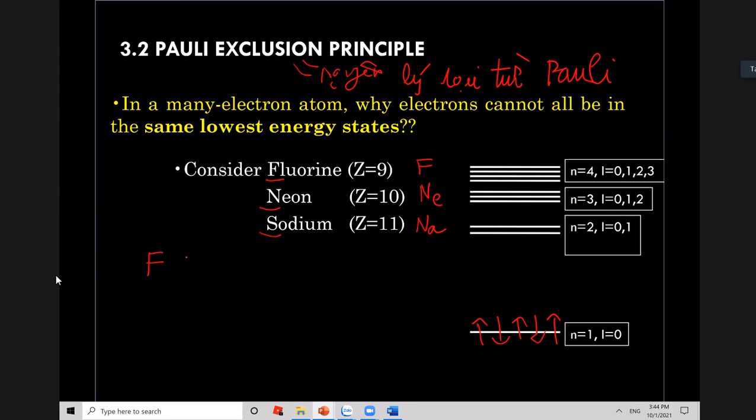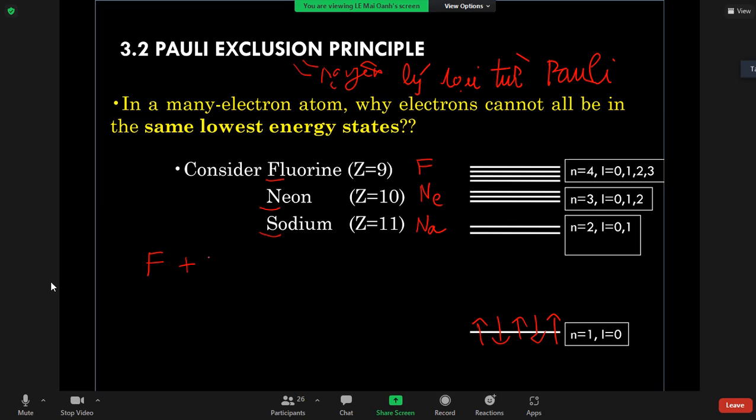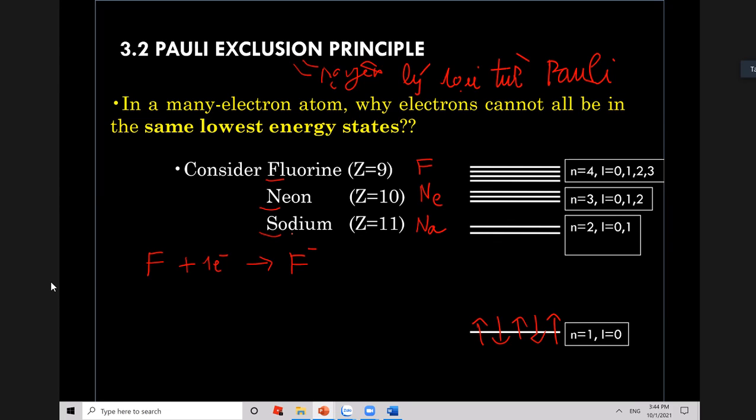Yes, it's easy to add one more electron to become F minus. Is it? Yes. And continue. Neon. Yes. However, you can see neon adding one electron to become neon minus one. Yes or no?